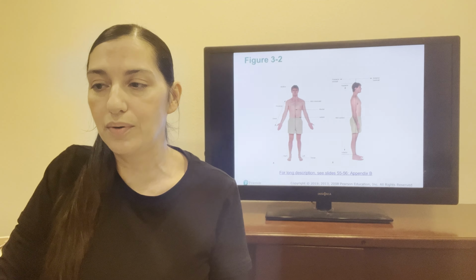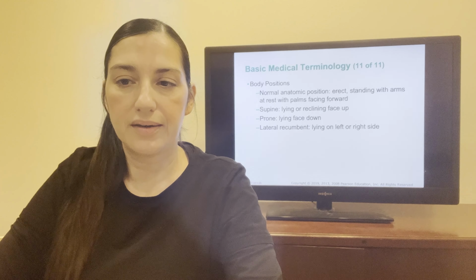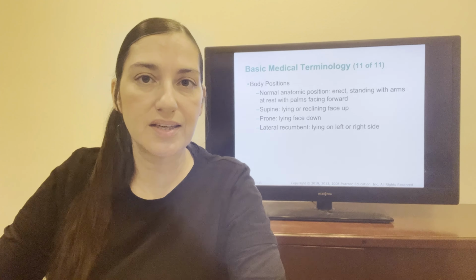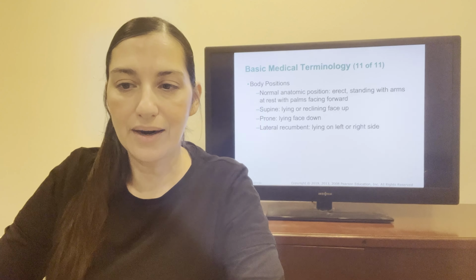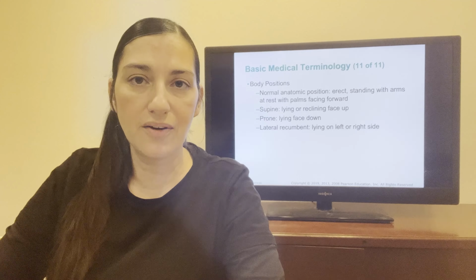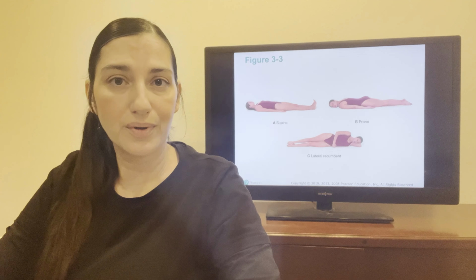Body positions. Normal anatomic position: erect, standing with arms at rest with palm facing forward. Supine, lying or reclining face up. Prone, lying face down. Lateral recumbent, lying on left or right side. Here are your reclining positions.